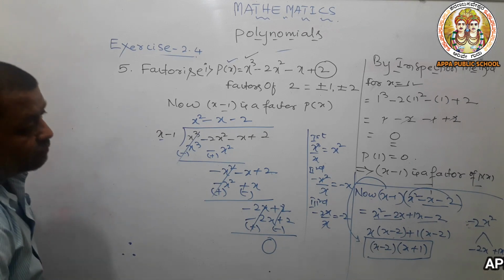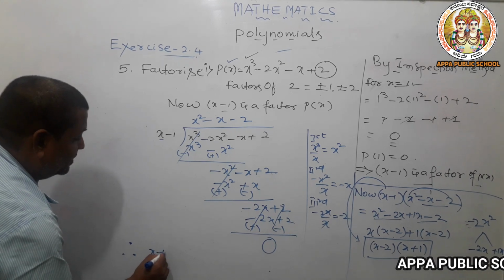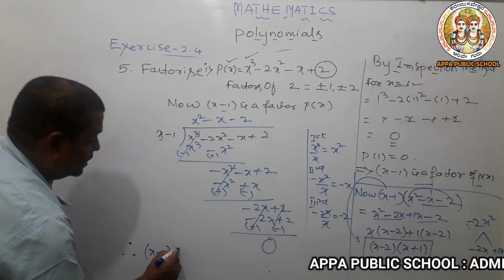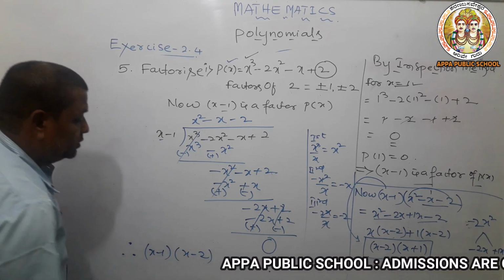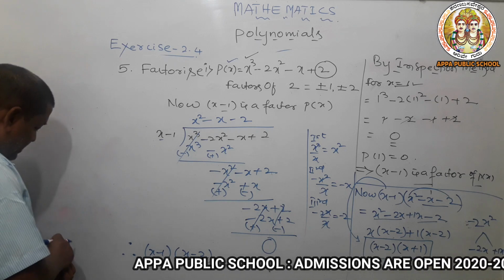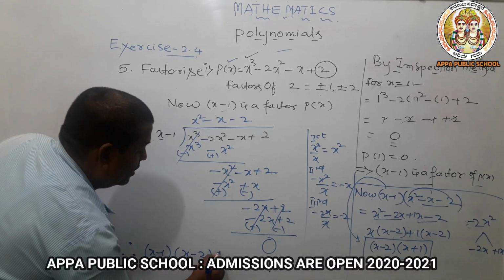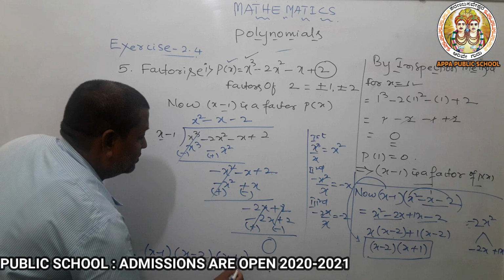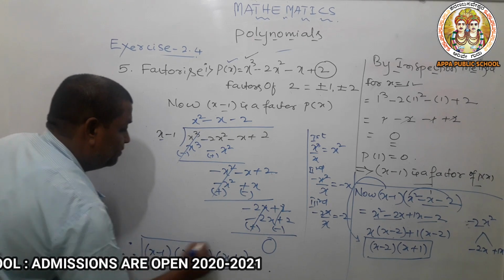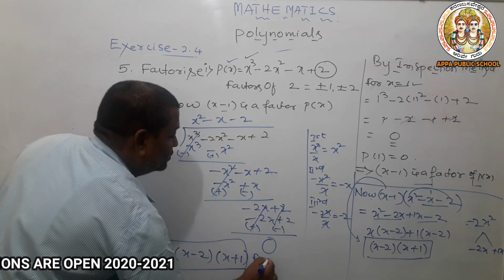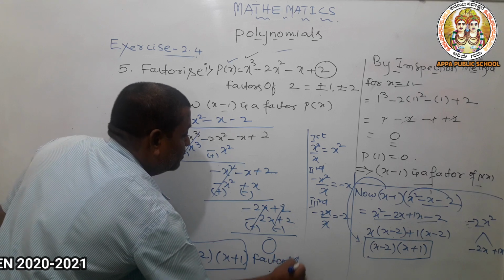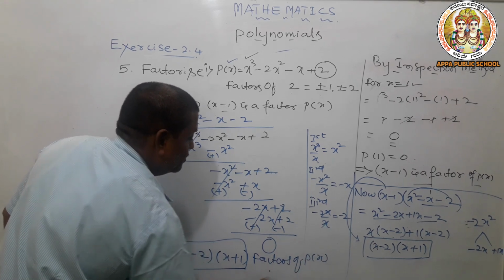Therefore, x minus 1 into x minus 2 into x plus 1 are the factors of P of x.